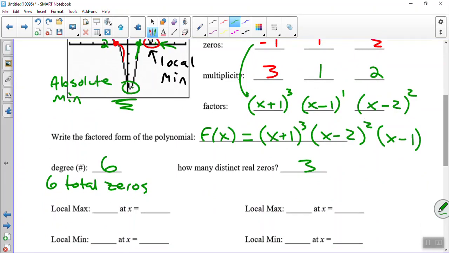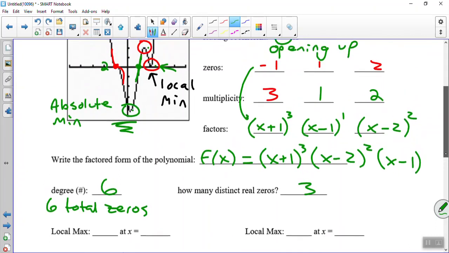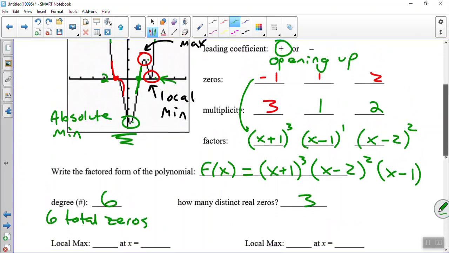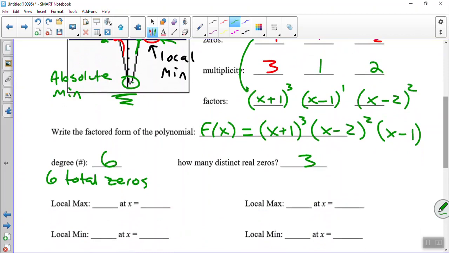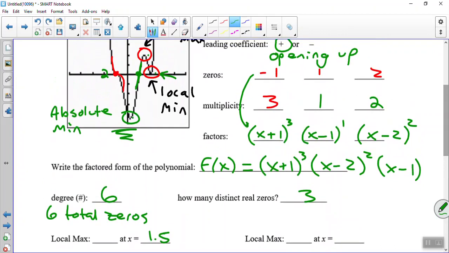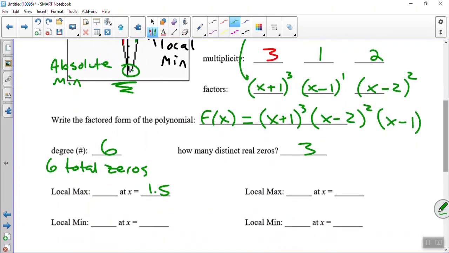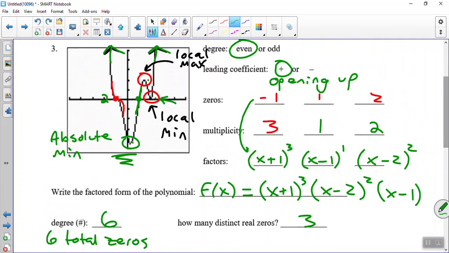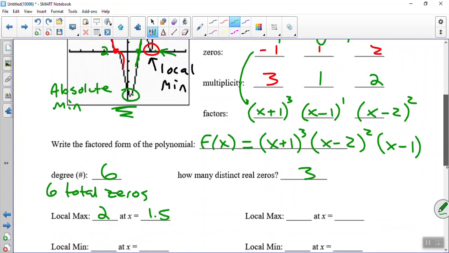All right, so let's get to that local max and local min that we talked about. These aren't going to be exact, but we're going to round a little bit. All right, so let's look at that local max that I circled up there in red. That x value, we'll call it 1.5. And that y value, we can say it's 2. So the local max occurs when y equals 2 and x equals 1.5. The local min occurs at x equals 2 and y equals 0.